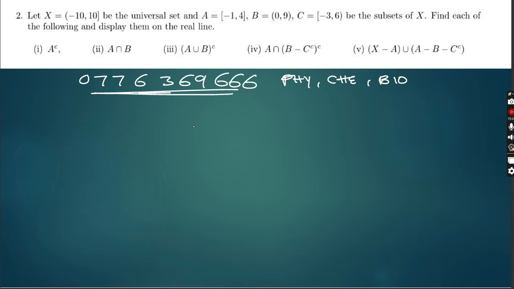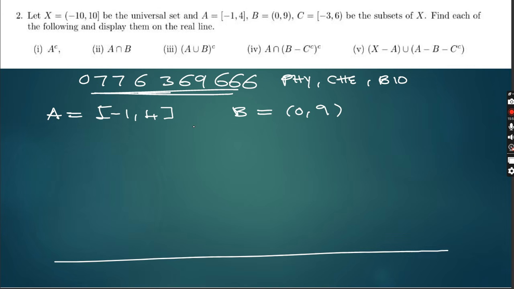Alright, so what is A union B complement? As usual, we are going to have set A here, which is running from -1 all the way up to 4. We also have set B running from 0 all the way to 9, both not included. As usual, we are going to draw our universal set there from -10 up to 10.